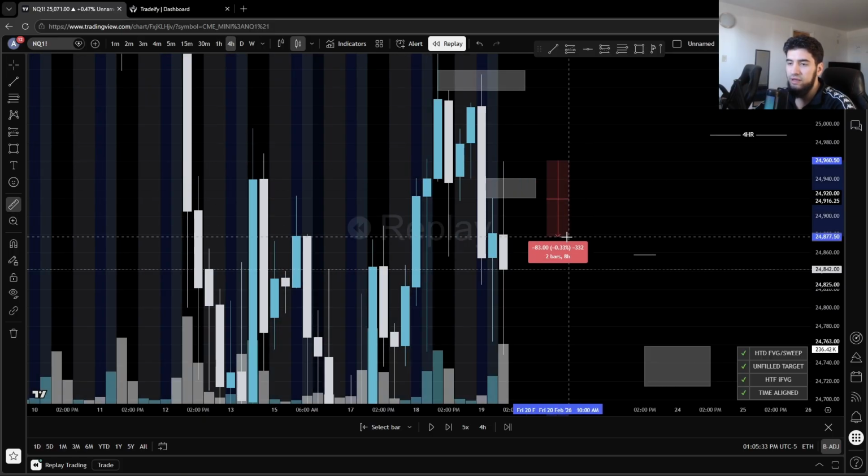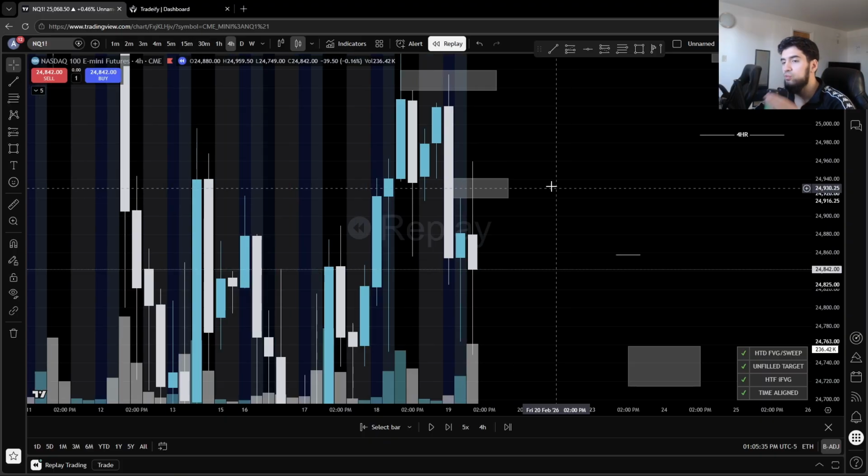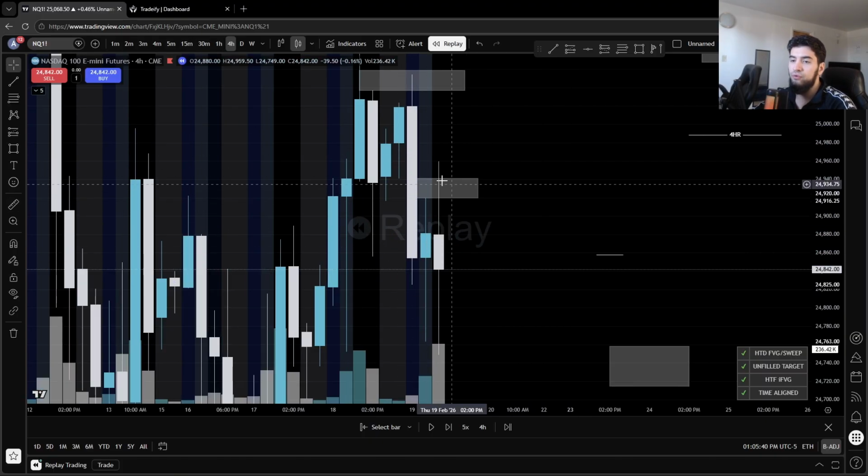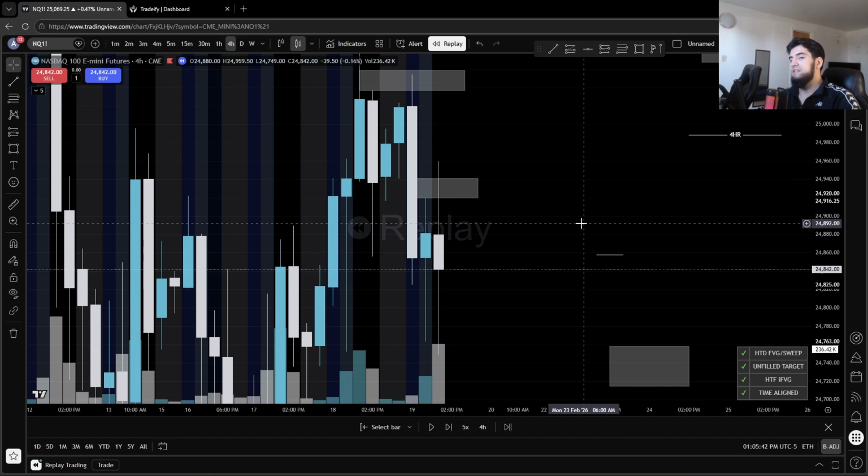I want to see this wick get created at this 4 hour fair value gap. I do not want to see massive bodies closing above this 4 hour. Now, if the 4 hour ends up closing above, I potentially might not be bearish anymore, because this is not what I want to see if I'm bearish, right?